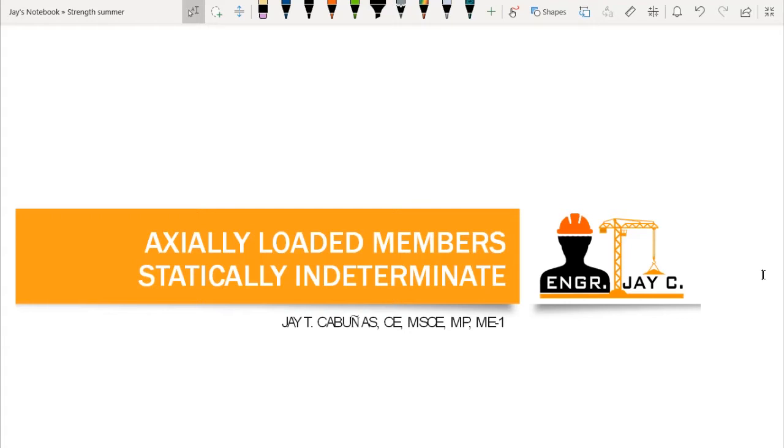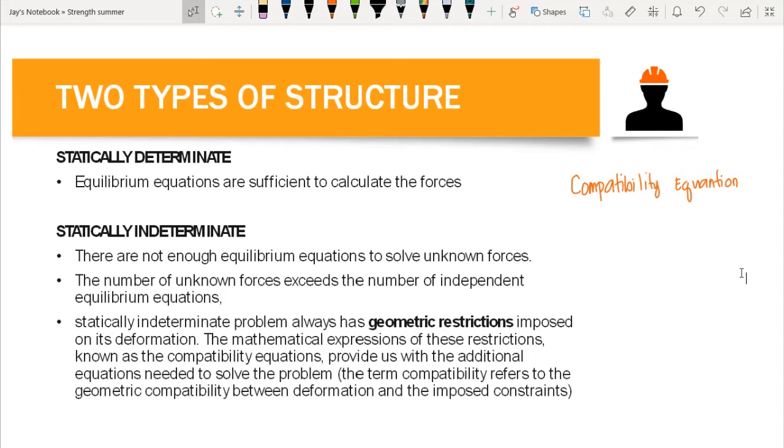In this video, we will learn how to compute for the deformation of statically indeterminate members, members that are subject to axial load. But before that, let's try to understand first what is an indeterminate structure and how you would distinguish indeterminate structure from determinate. We have two types of structures.